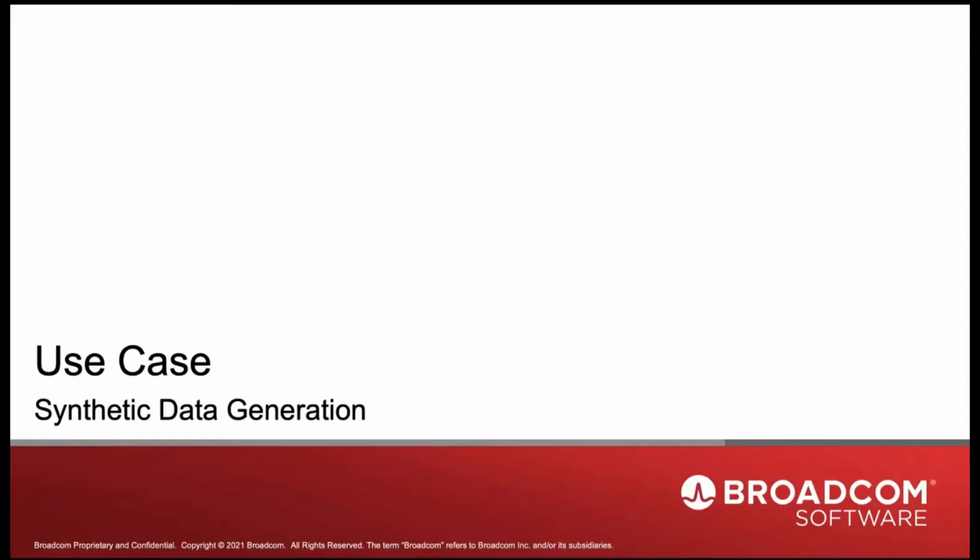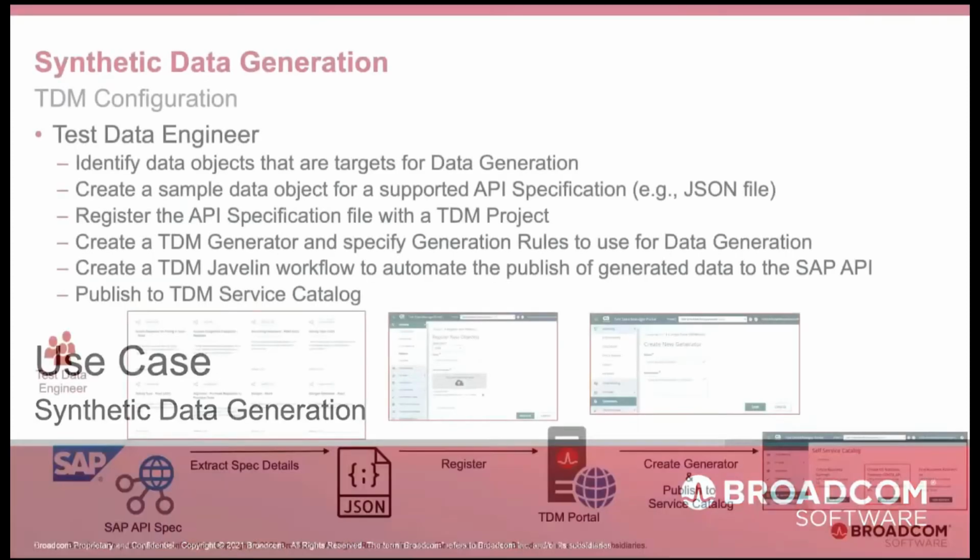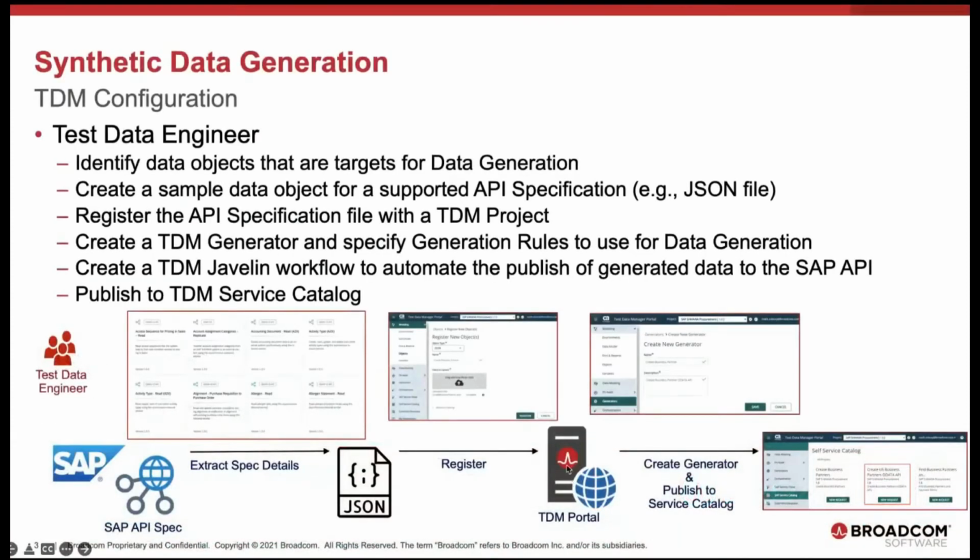So the use case I'm working on is synthetic data generation through an SAP API. In this case, we're going to use an OData API. So the first thing I want to do as a test data engineer is identify the SAP API, right? In this particular case, I'm going to work with master data, but I basically want to go out and identify the API that I want to interact with.